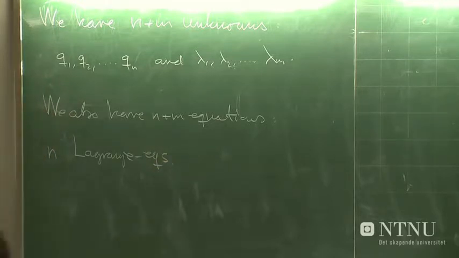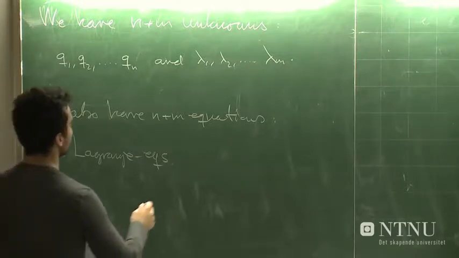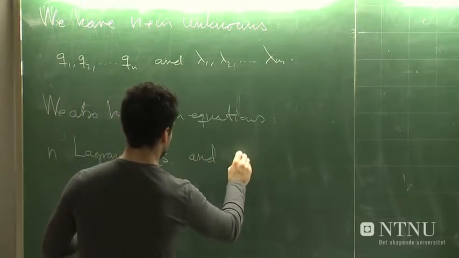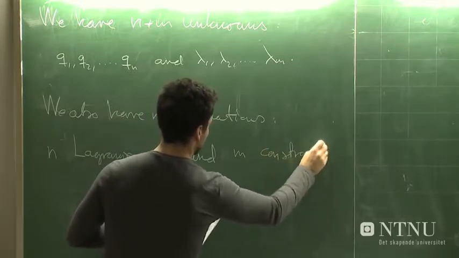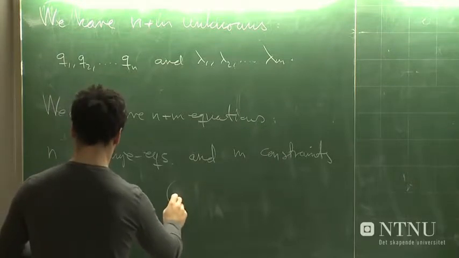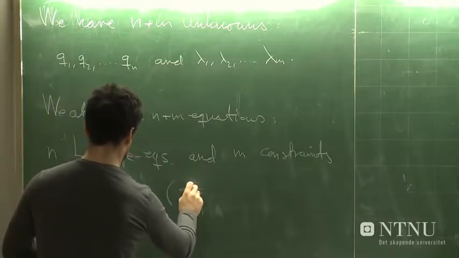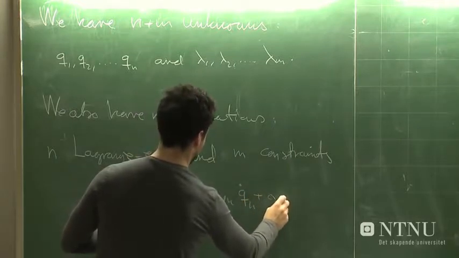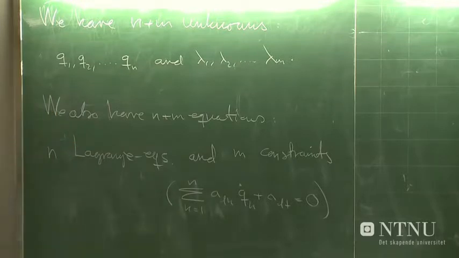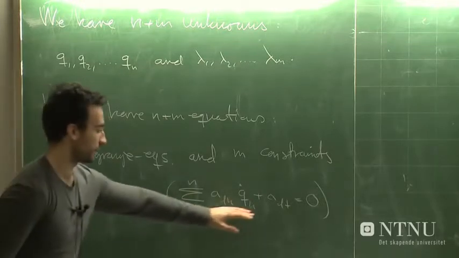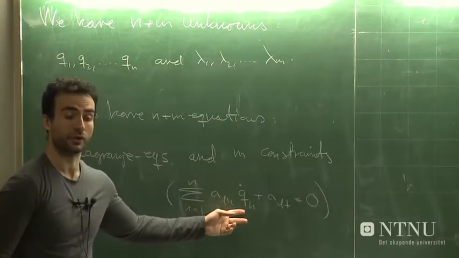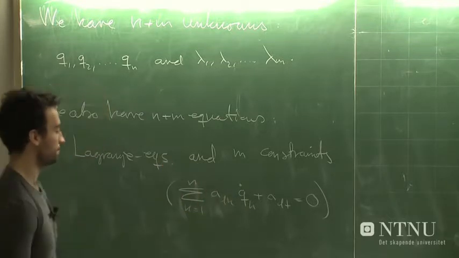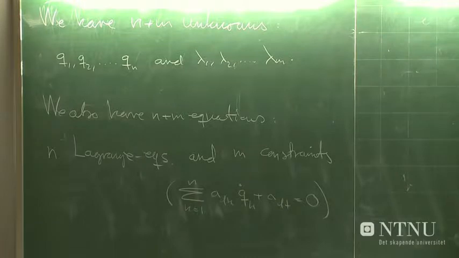To begin with, we have n Lagrange equations. That's written over there, and they are modified from the non-holonomic constraints by the presence of the last term. In addition, we have m constraints, which I've now written like this to make it explicit that we have a dependence on q dot and not q, which makes it non-holonomic. So we have n plus m unknowns and n plus m equations. We should be able to solve the system.